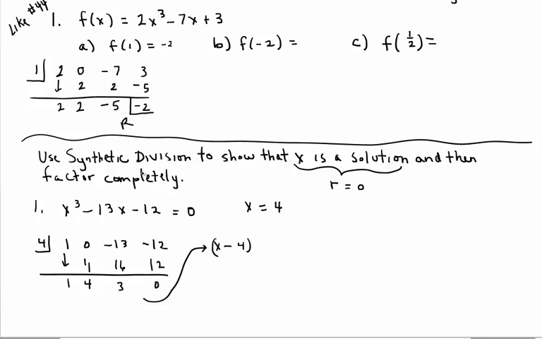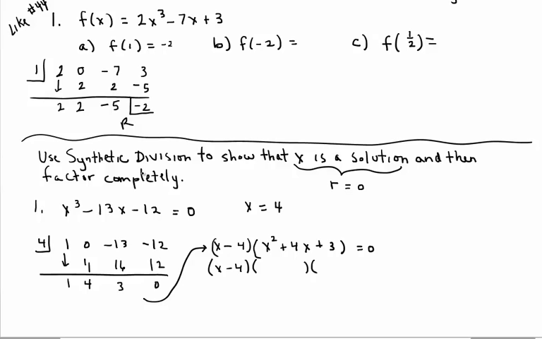Remember, if x equals 4 produces a remainder of 0, then that means that x minus 4, the factor it comes from, is a factor. And then again, these are the coefficients of the quadratic factor. So it would be x squared plus 4x plus 3 equals 0. So this cubic can be factored here, but it says factored completely.